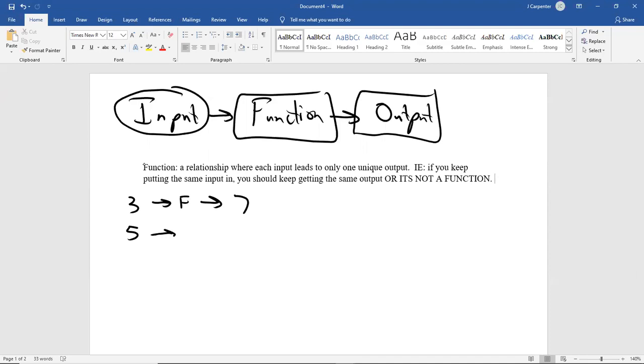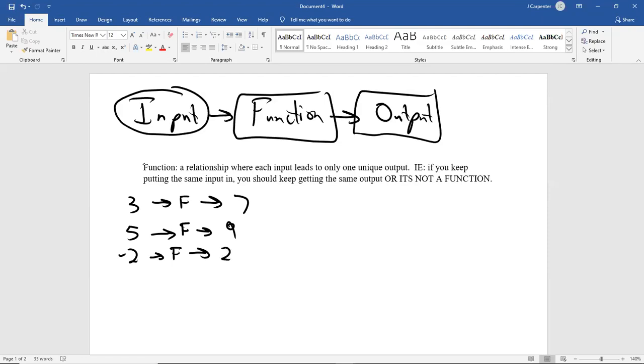And then you put a 5 into the function. And let's keep pretending that the function is just x plus 4. So take the number and add 4, so you'd get 9. And then I could put a -2 into the function. You better know how to handle your negatives and positives. And if you added 4 to that, you'd get 2.